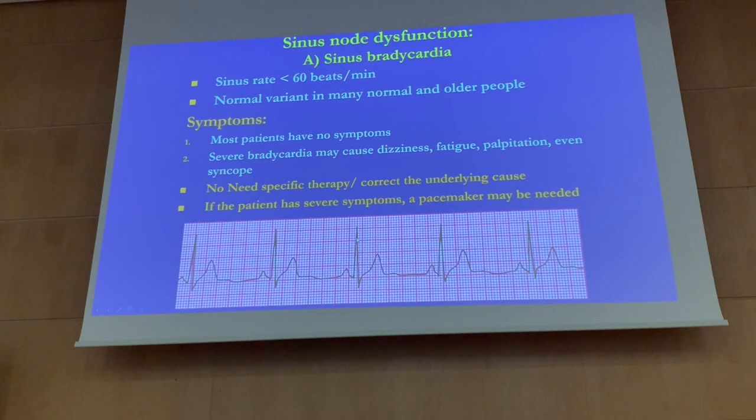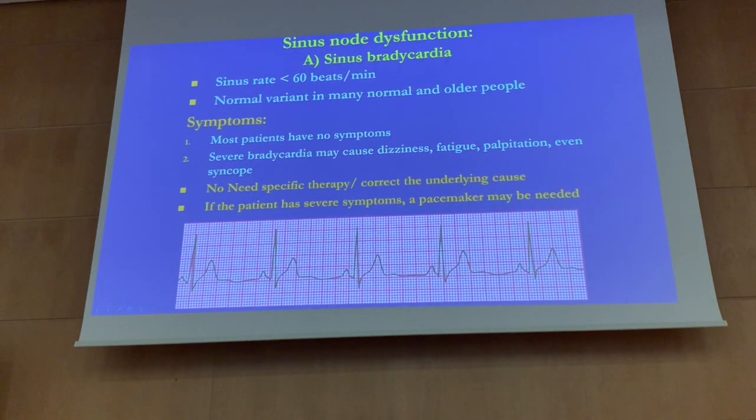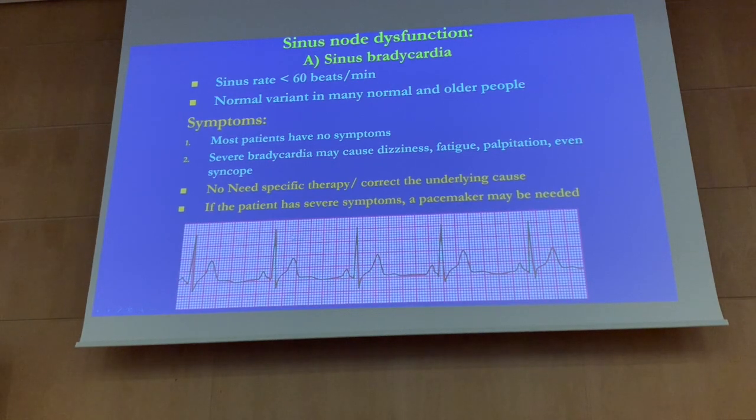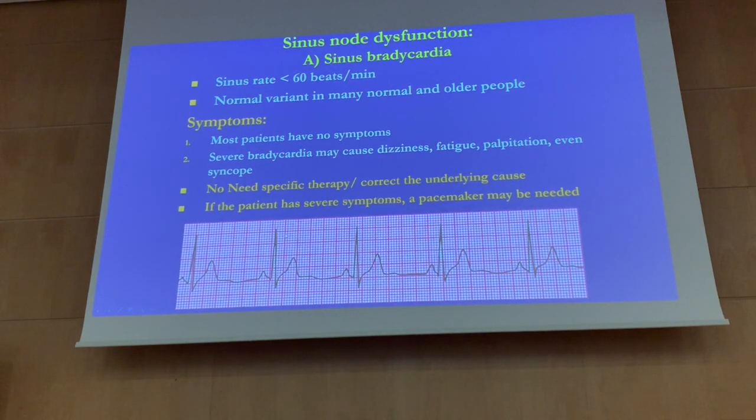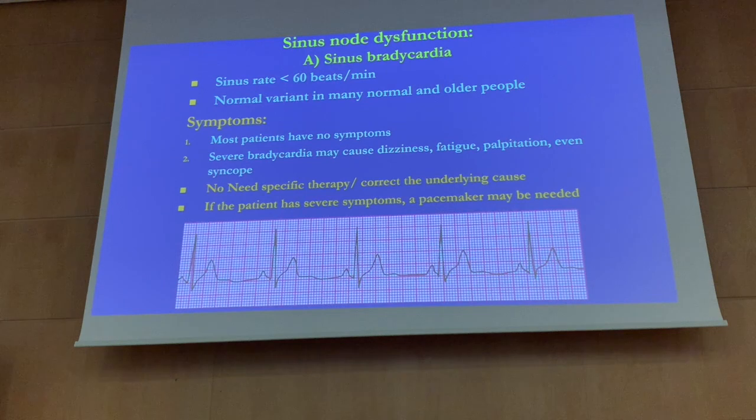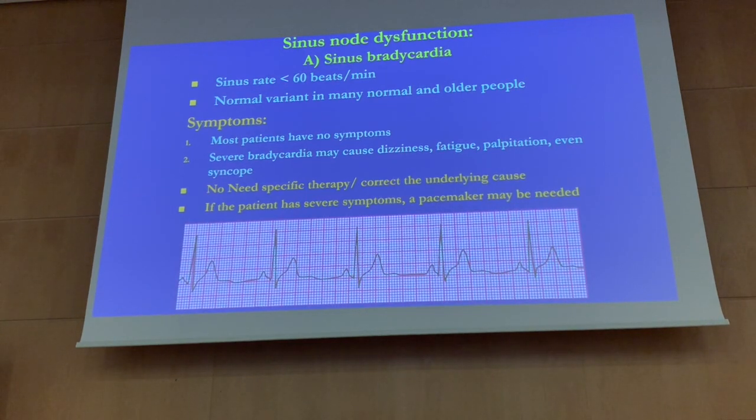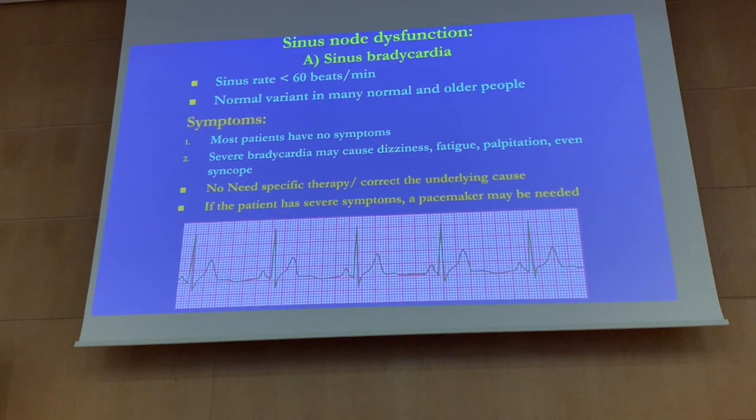So the space between this R and this R, if we calculate it, RR: 1, 2, 3, 4, 5, 6, 7. So it will be 300 divided by 7. It will be for sure bradycardia. So this is an example of sinus bradycardia. If you say bradycardia, it is not enough. You have to mention why this bradycardia, sinus or non-sinus. So in this patient he has sinus bradycardia.